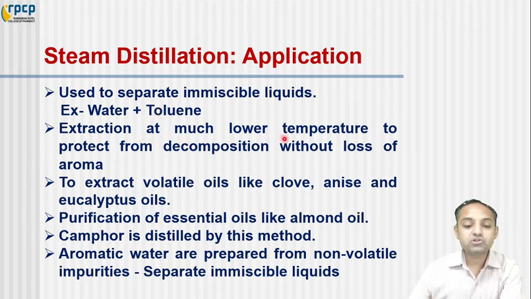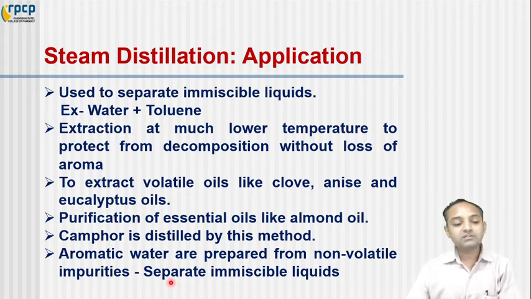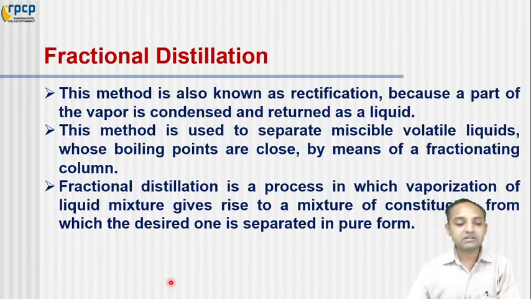Extraction can be done at a much lower temperature to protect from decomposition, without loss of aroma. So it is also used to extract volatile oils like clove, anise and eucalyptus oil. Steam distillation is used for purification of essential oils like almond oil. Camphor is distilled by this method. Aromatic waters are also prepared, and it separates non-volatile impurities and immiscible liquids. So these are the applications of steam distillation.